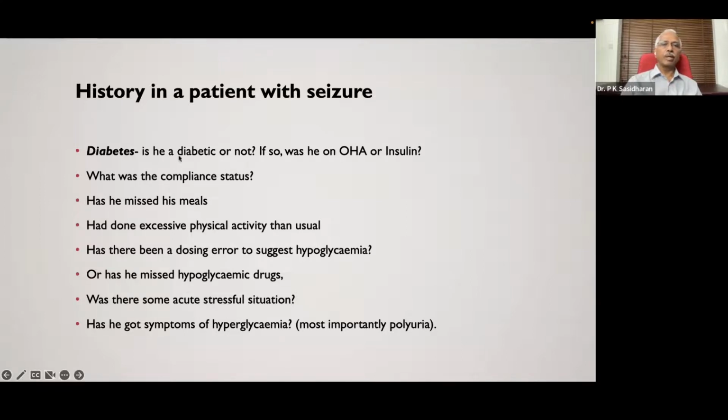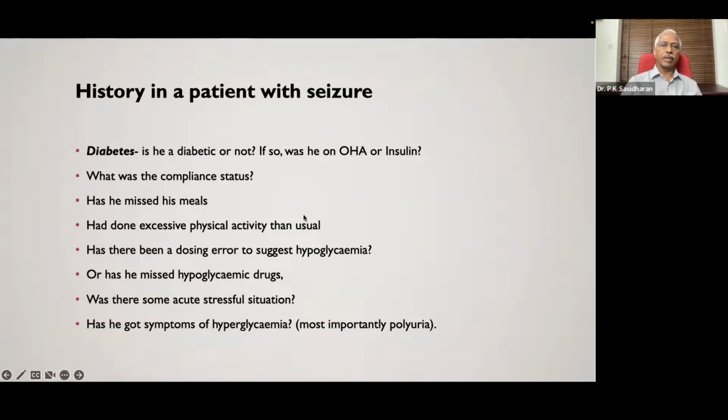Diabetic patient may be having seizures due to... I always find out if the patient is on OHA or insulin, and what is the compliance status? Has he missed his meals? In that case, it could be hypoglycemia. If he has taken meals and missed insulin and hypoglycemic agent and has symptoms of polyuria, it is hyperglycemia.